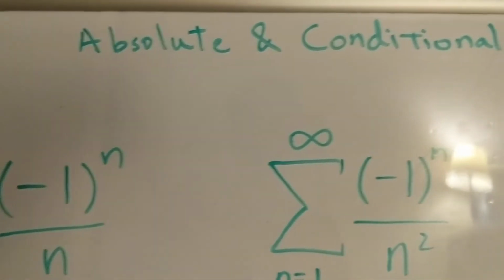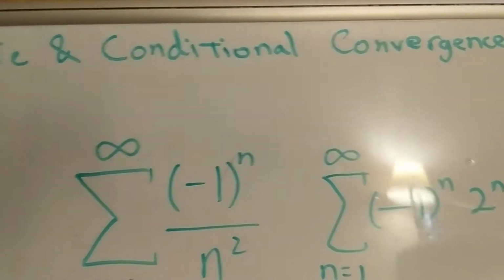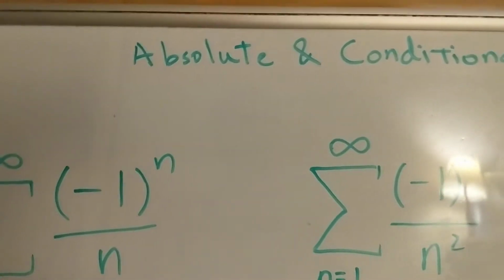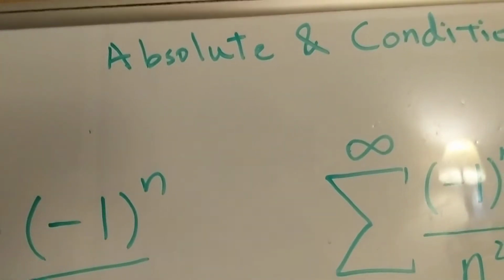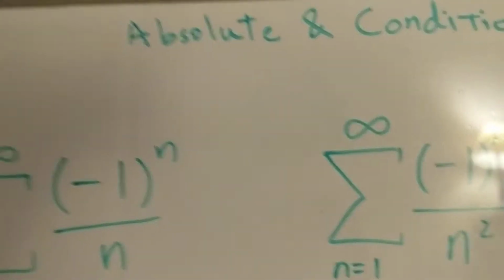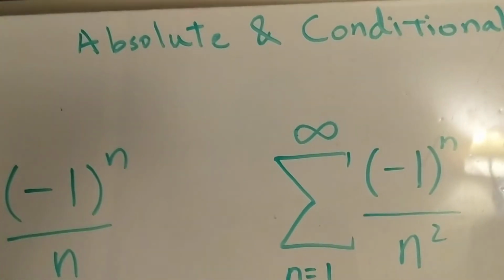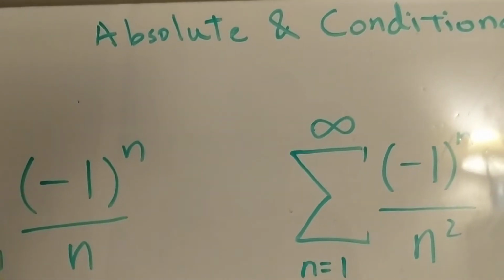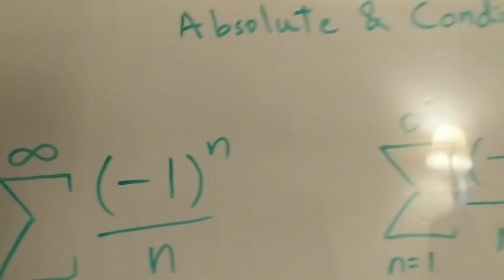Hello everybody, today I'm going to be covering the topic of absolute and conditional convergence in AP Calculus BC. This is unit 10, known as Infinite Series and Sequences in the Calculus BC curriculum. You may also be taking Calculus 3 in college, and this will also be in there as well. And so we're going to just jump right into it.